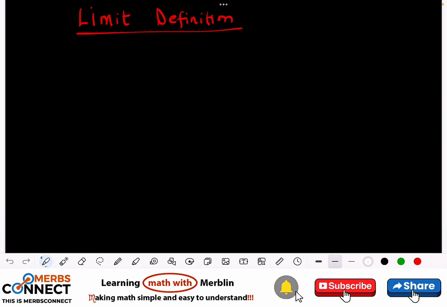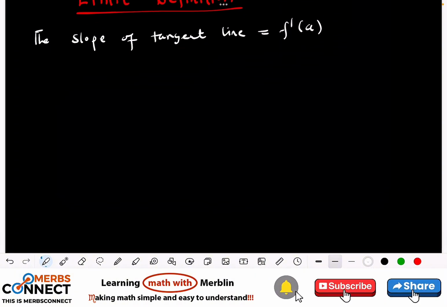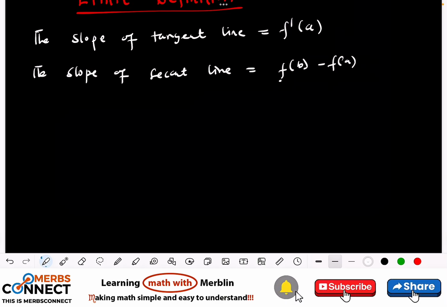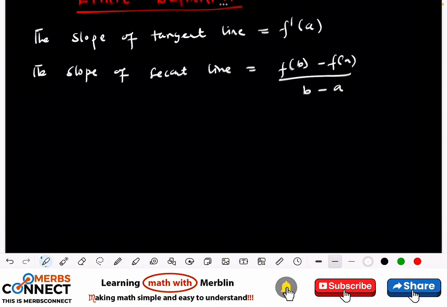So we learned that the slope of the tangent line is equal to f prime of a. That's what we learned, right? And then we also learned that the slope of the secant line is equal to f of b minus f of a divided by b minus a. So this is what you are going to use to derive the limit definition.